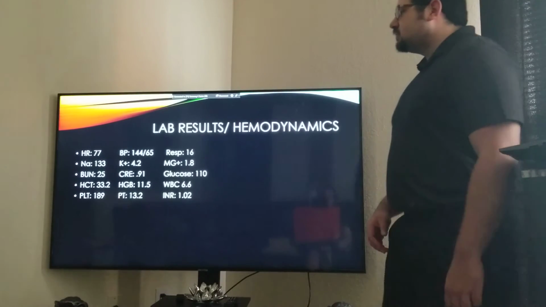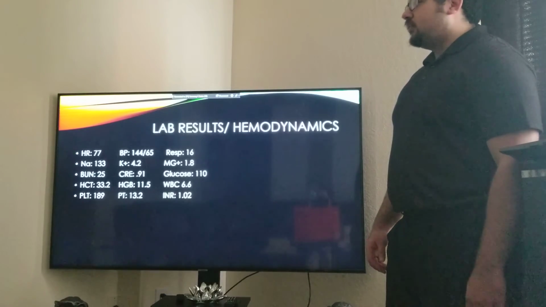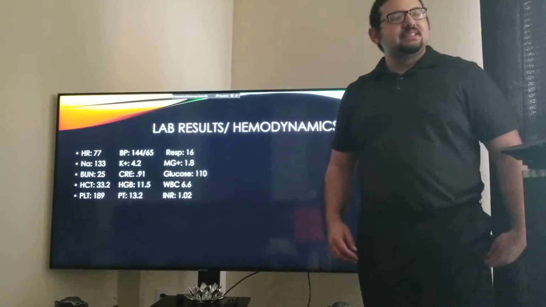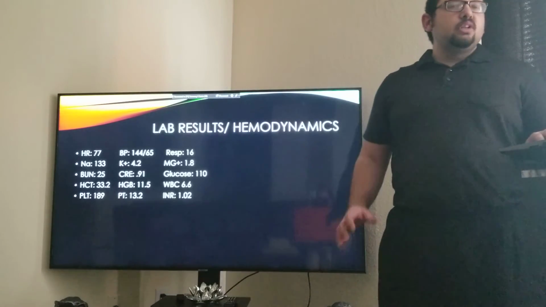So here are some lab results of hemodynamics. The main thing we want to focus on is that the heart rate is 77 beats per minute, blood pressure is 144/65, and respiratory rate is 16. All the other values right now appear to be within normal range or a little bit higher or lower.